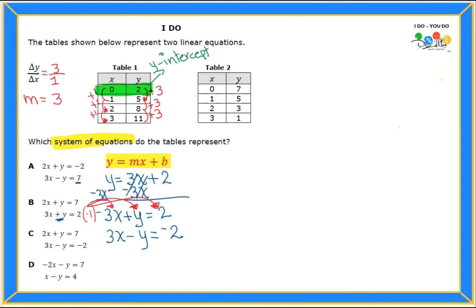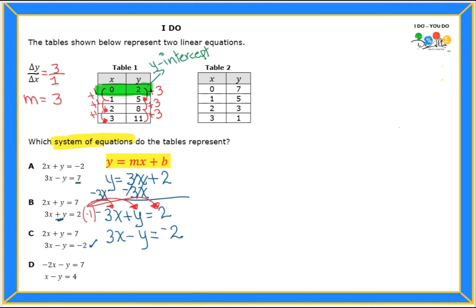Letter C, I got 3x minus y equals negative 2. That looks very much like mine. So I think we're on the right track over here. And the last one, letter D, do you see anything? I don't even see the 3x. So it looks like C is going to be my answer, but you know what? We can go ahead and do table number 2 and make sure that I get the same equation, 2x plus y equals 7.